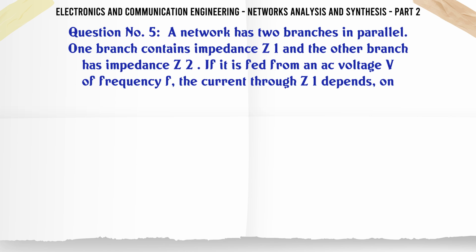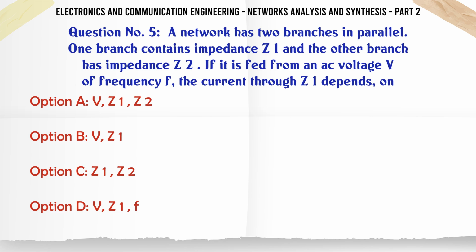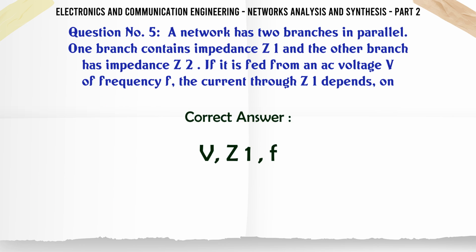A network has two branches in parallel. One branch contains impedance Z1 and the other branch has impedance Z2. If it is fed from an AC voltage V of frequency f, the current through Z1 depends on A. V, Z1, Z2, B. V, Z1, C. Z1, Z2, D. V, Z1, f. The correct answer is V, Z1, f.